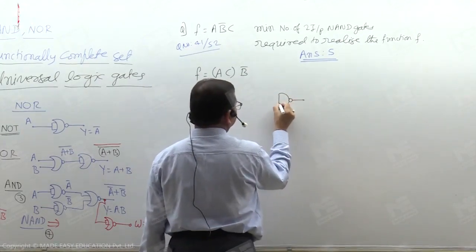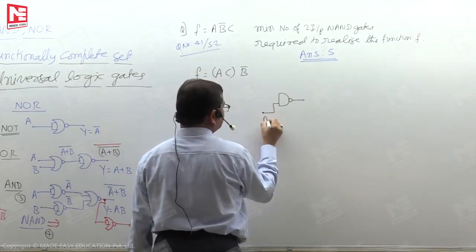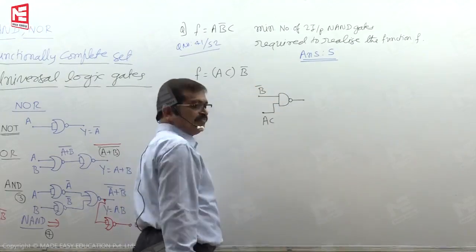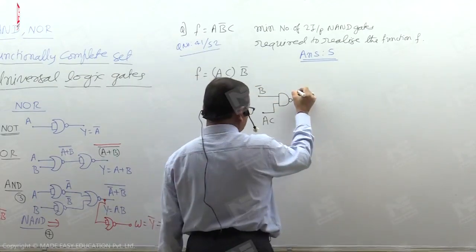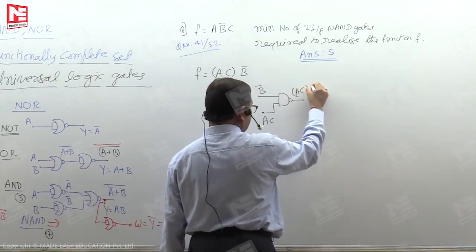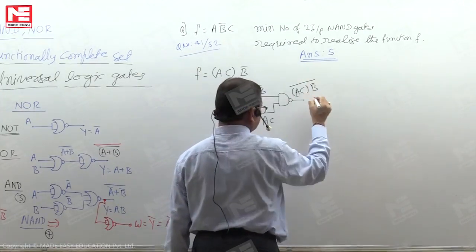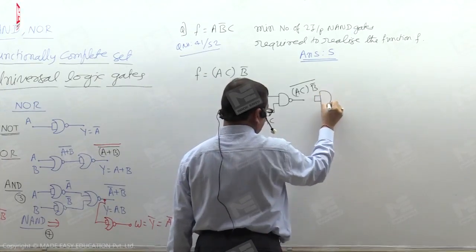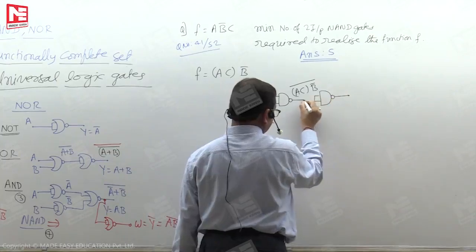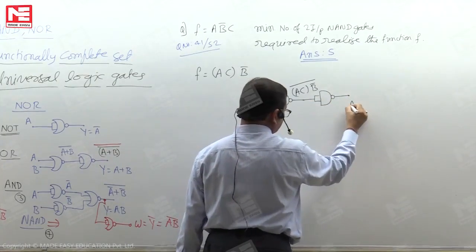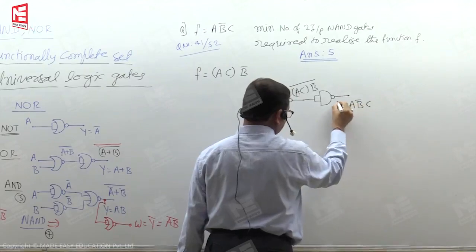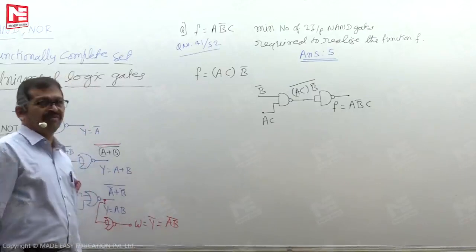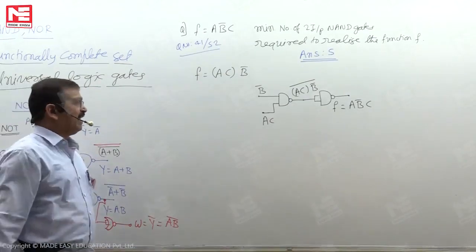Consider AC is available. We'll see how to get AC later. Consider B bar is available. Hence, this gate output will be AC and with B bar complement. So, while using one more gate as an inverter, we are looking here. This is AB complement C. It is the one what we need as F. It is the one what we want to implement, or it is the question what we are having.